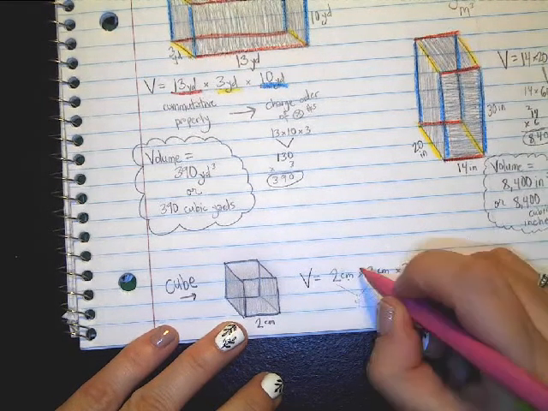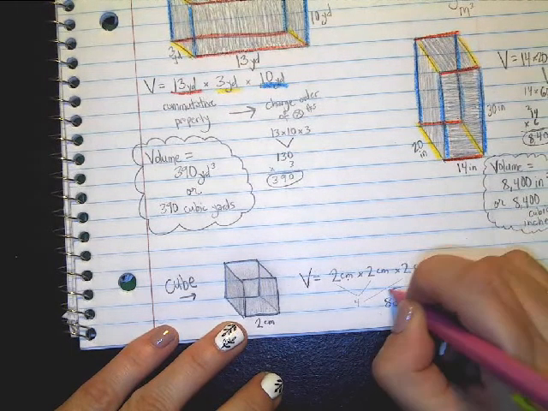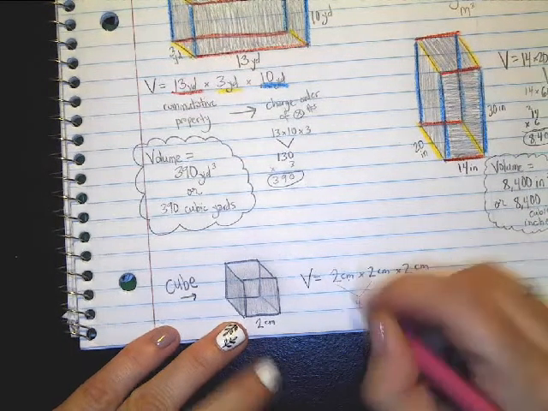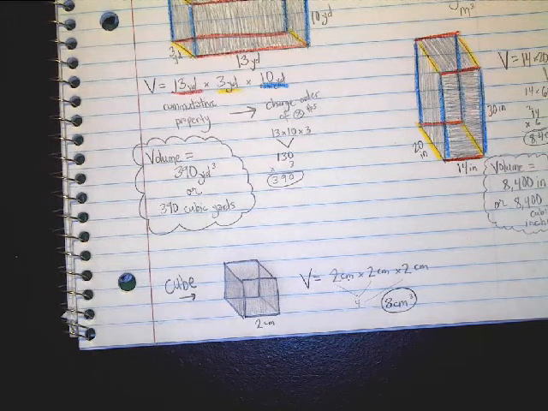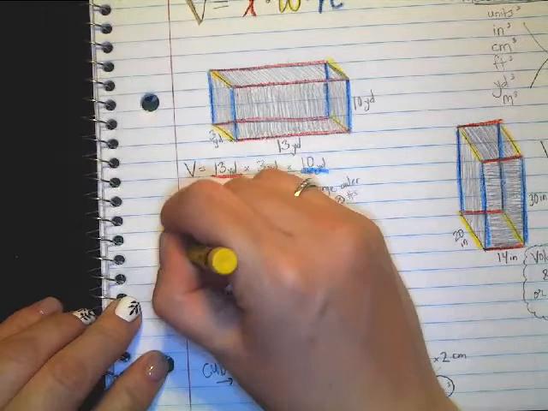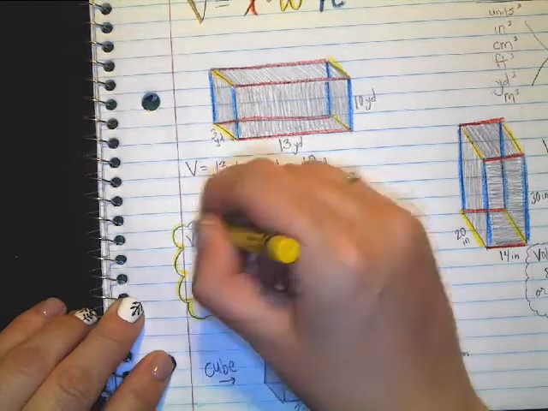And what is 2 times 2 times 2? Well, 2 times 2 is 4, and 4 times 2 is 8. Centimeter, centimeter, centimeter is centimeters cubed. So that would be the volume if you were dealing with a cube. Does that make sense? Hopefully it does.